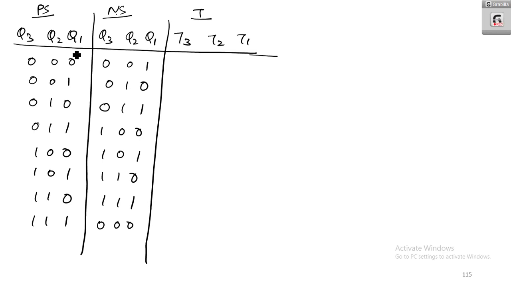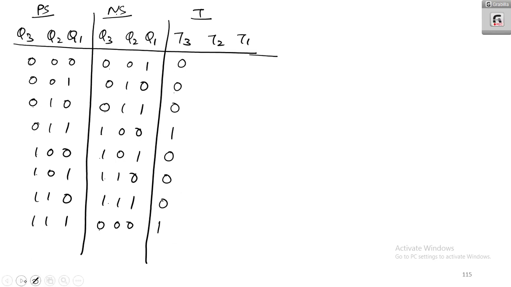Now look to T3. That means if you are looking to T3, you should look only through present state of Q3 and next state of Q3. So 0 to 0, no transition, it is 0. 0 to 0, 0. 0 to 1, it is 1. 1 to 1, it is 0. 1 to 1, it is 0. 1 to 1, it is 0. 1 to 0, it is 1. Hope you have got. Here it is 0 to 0, it is 0. 0 to 1, it is 1. 1 to 1, no change, it is 0. 1 to 0, it is 1.